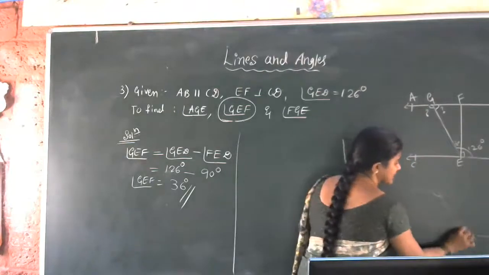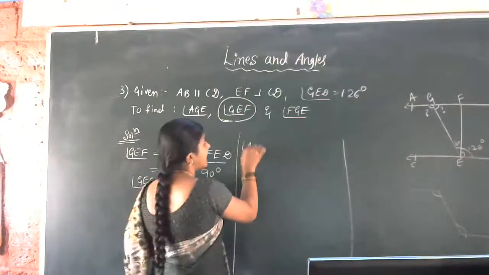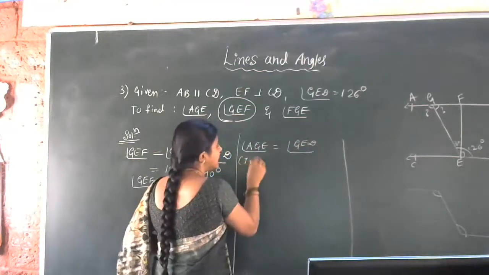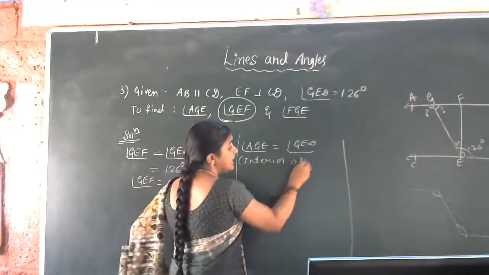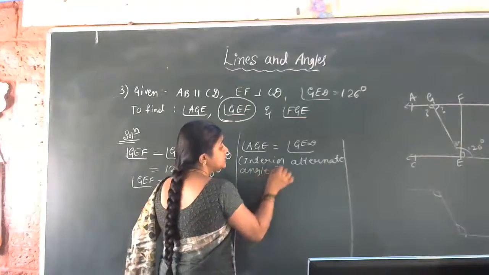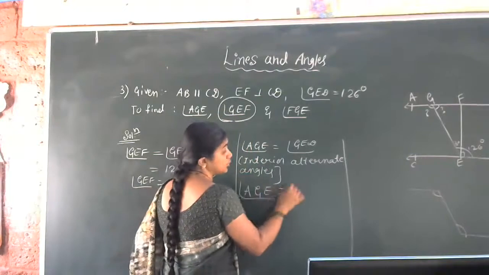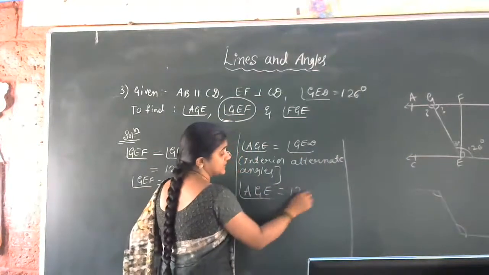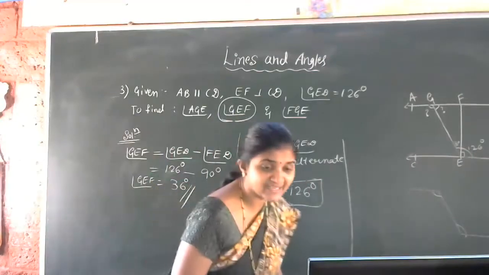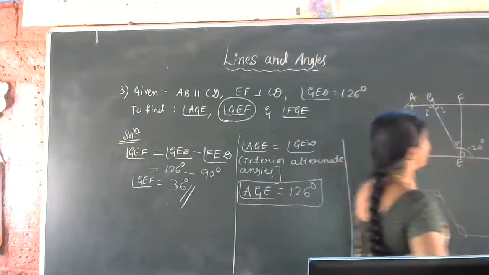So angle AGE is equal to angle GED. Why? Interior alternate angles. Therefore AGE is equal to GED, which is 126, so AGE is also 126 degrees. Is that clear, students? Yes, 126. So now we got the value of AGE as 126.